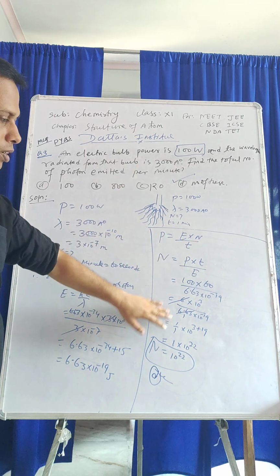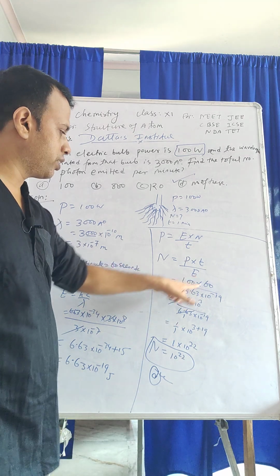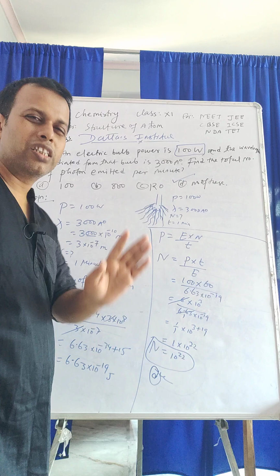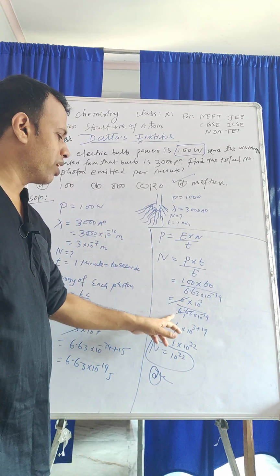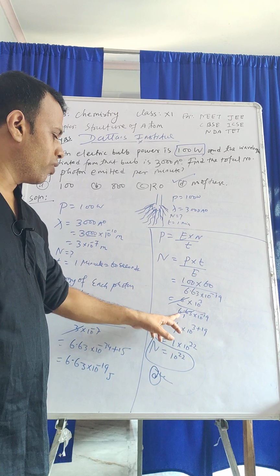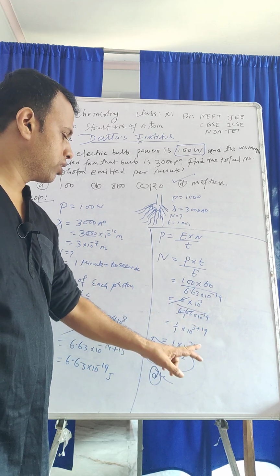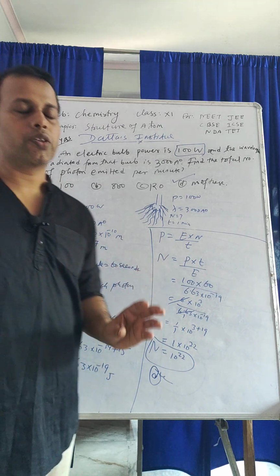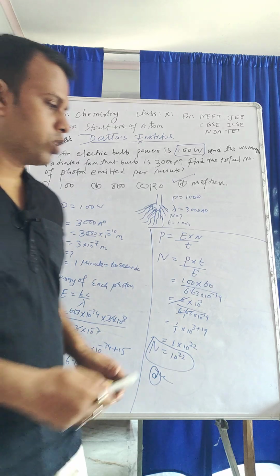I just put in these values, and this one I write as 6 into 10 to the power 3, and if I cancel this by this, it is almost 1, near about 1. So 1 by 1 into 10 to the power 3 plus 19, it will be 10 to the power 22. So the total number of photons emitted from the bulb is equal to 10 to the power 22.